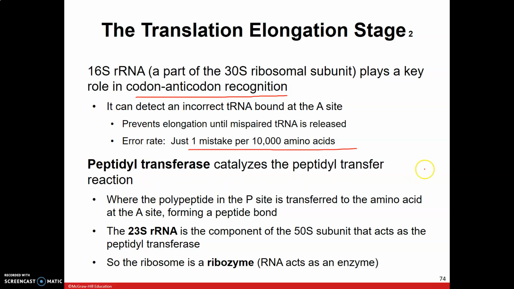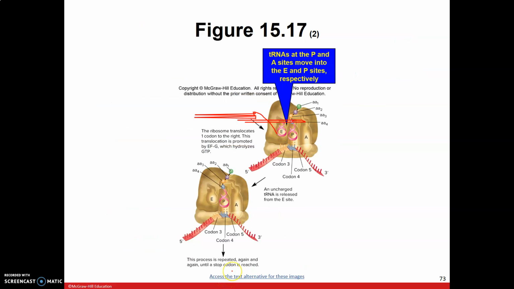The peptidyl transferase is what transfers the protein, the growing peptide chain, onto the A site. So the 23S rRNA is the component of the 50S subunit that acts as the peptidyl transferase. I'm not going to ask you about this level of detail on the quiz. Don't worry about it. That's a different ribosomal RNA. Don't worry about it.